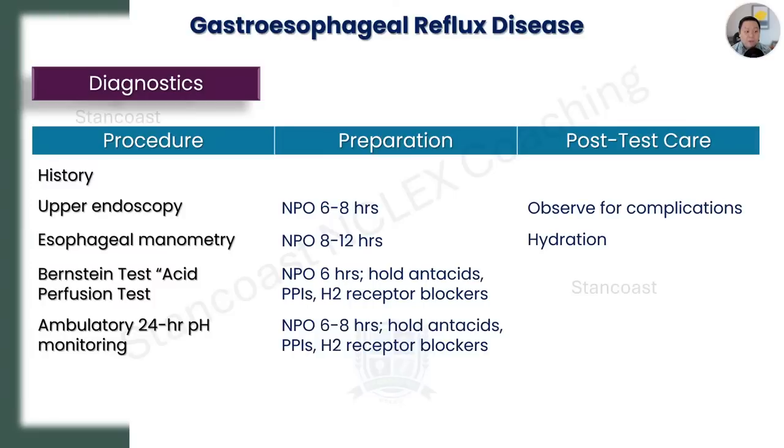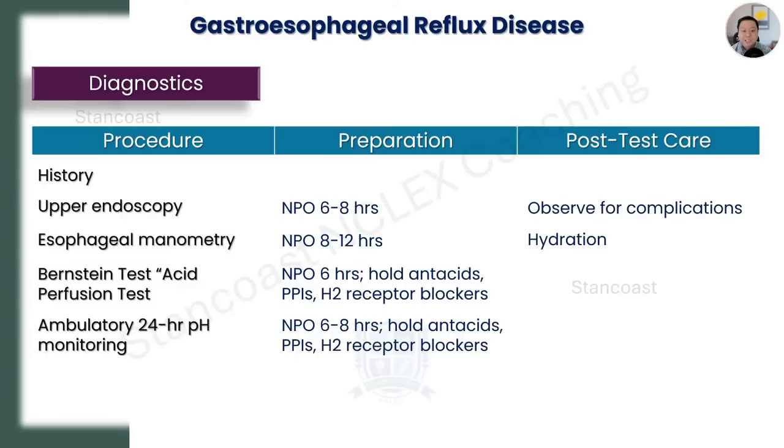And so here, you're going to prepare the patient by keeping them in a fasting mode for at least 6 to 8 hours before the test, and you're also going to teach the patient to stop taking the acid-suppressing medications such as the PPIs, H2 receptor blockers, and antacids for several days prior to the test, because these medications are known to interfere with the results.